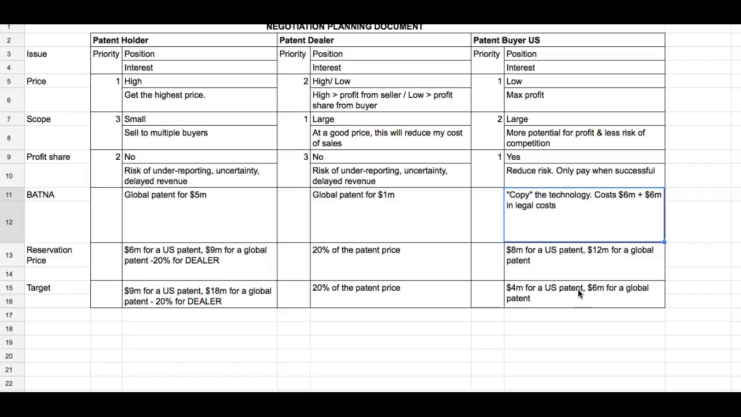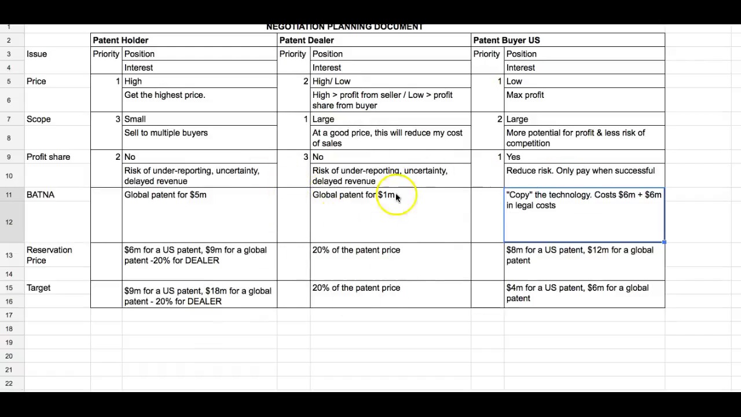And what is the most likely outcome? The next step is negotiation with closed cards. That means that you will not see the planning document from the other side. You will not see the numbers from the other side. And you will have to engage in a negotiation and get an outcome by asking questions, by filling out your negotiation planning document, and by coming up with numbers that are good for the two of you.